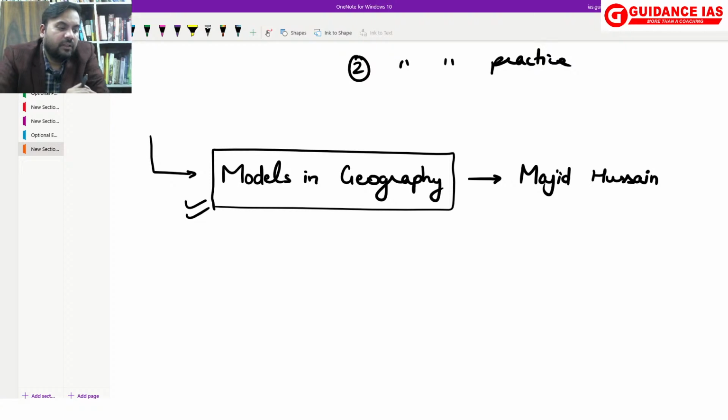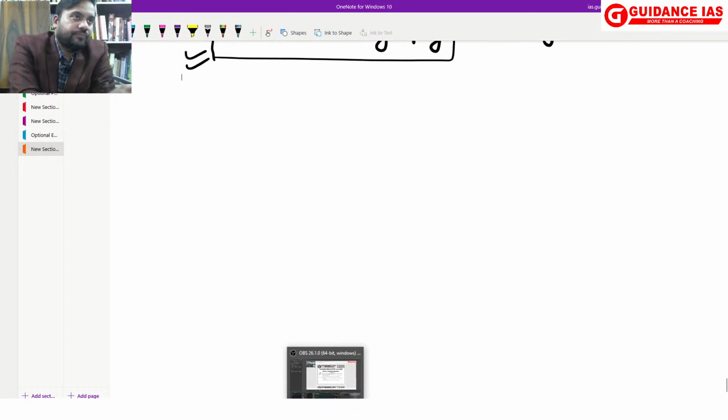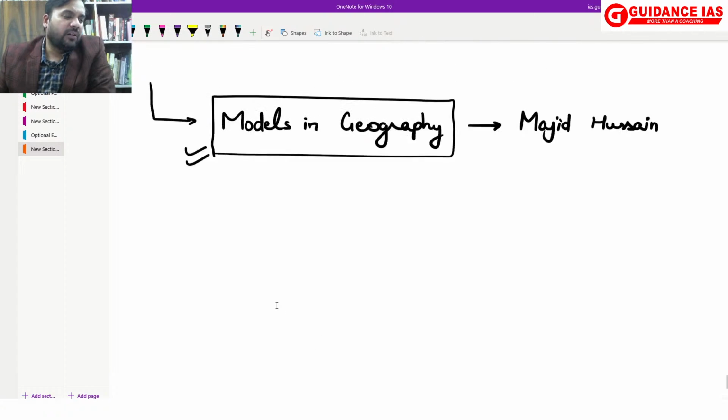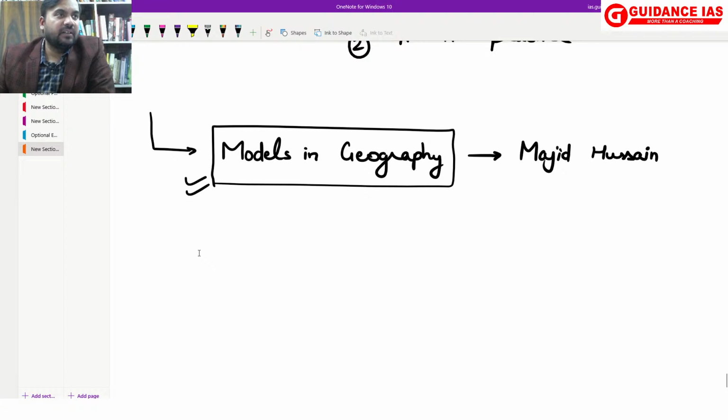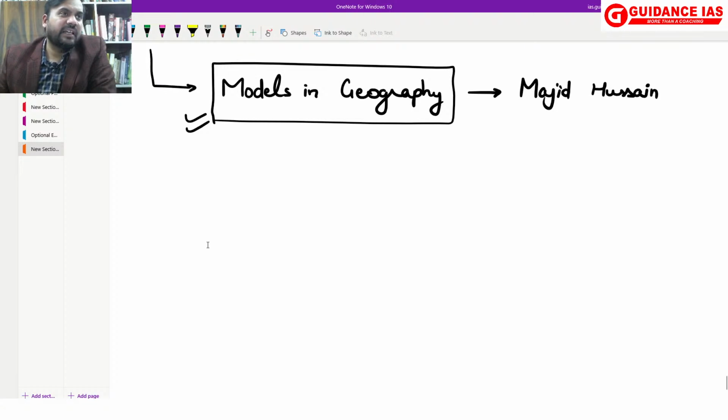Okay, any doubts on this? Okay. For those who have Khuller, honestly speaking, I haven't seen Khuller's human geography book, so I don't know exactly how good the book is. But this book is actually very good.